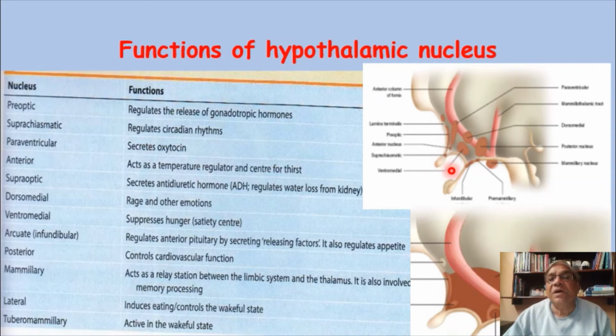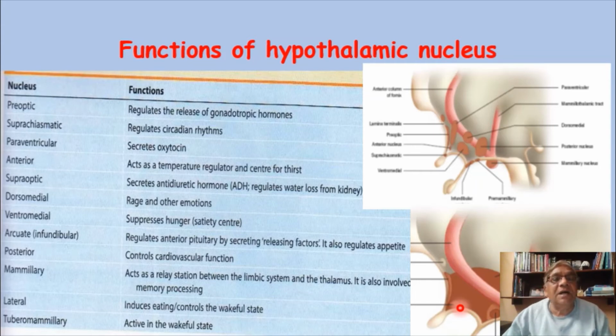Then there is the supraoptic nucleus which is deeper, in the lateral zone, in the lower diagram here. This lower diagram is showing the supraoptic nucleus. And as I said in the last slide also, the supraoptic nucleus secretes the antidiuretic hormone ADH, or vasopressin, and it regulates the water loss from the kidney, okay? So it doesn't allow the kidney to secrete too much water. It retains the water, that's why it is called antidiuretic hormone.